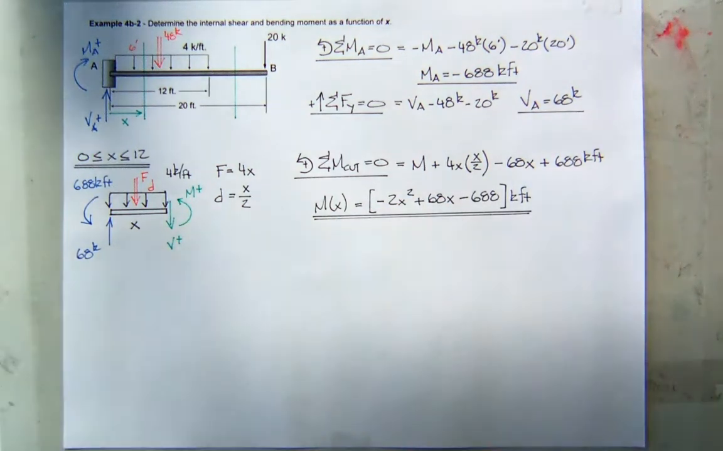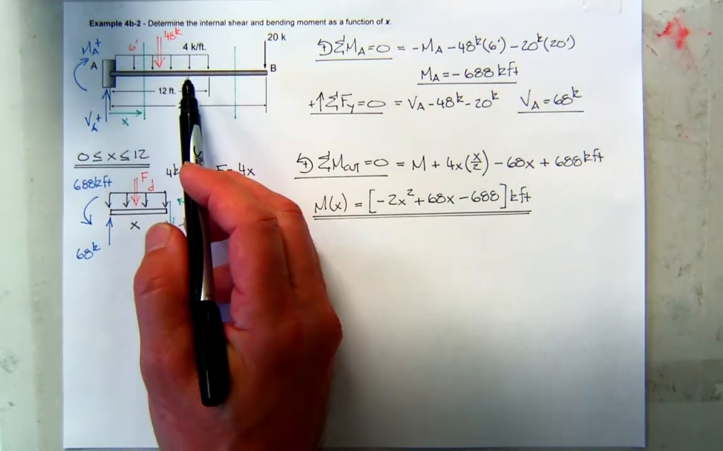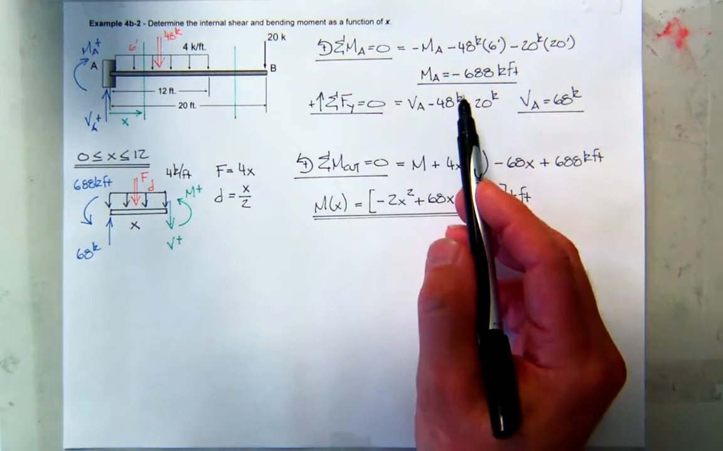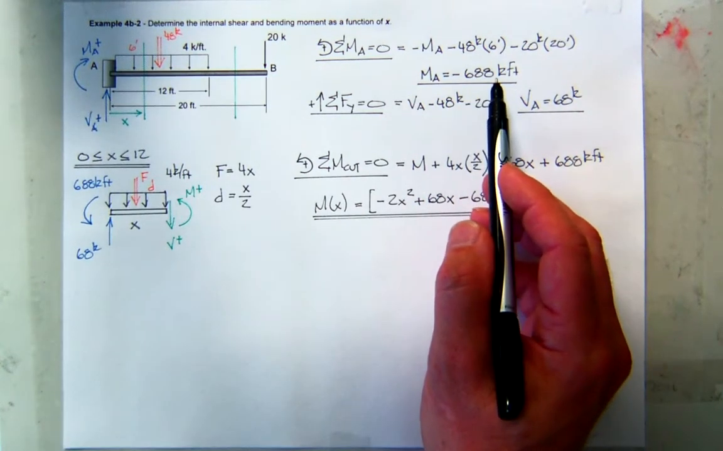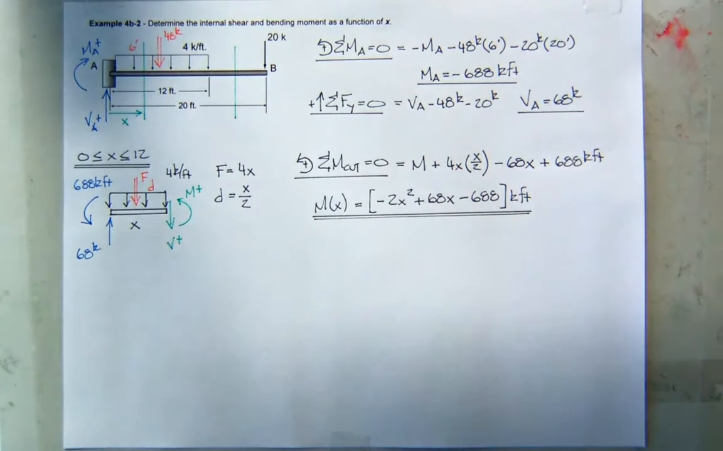Can I check that equation? Yes. Well, remember, it's only valid from A to here. So the only thing I definitely know is I know the moment at A. We solved for it. It was negative 688. When you put in x equals 0, you see you get negative 688. So that works. Later we'll find another way we can match it up. But right now that's all I've got. We'll just have to hope we've done the best and move on.